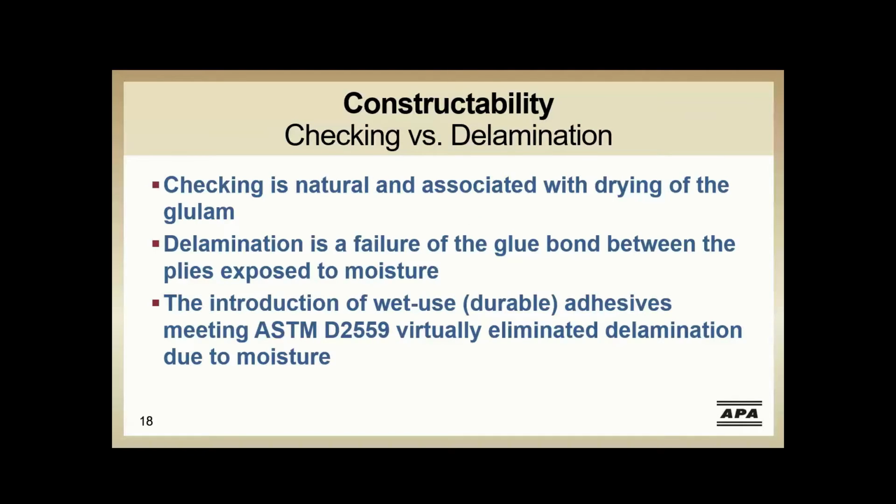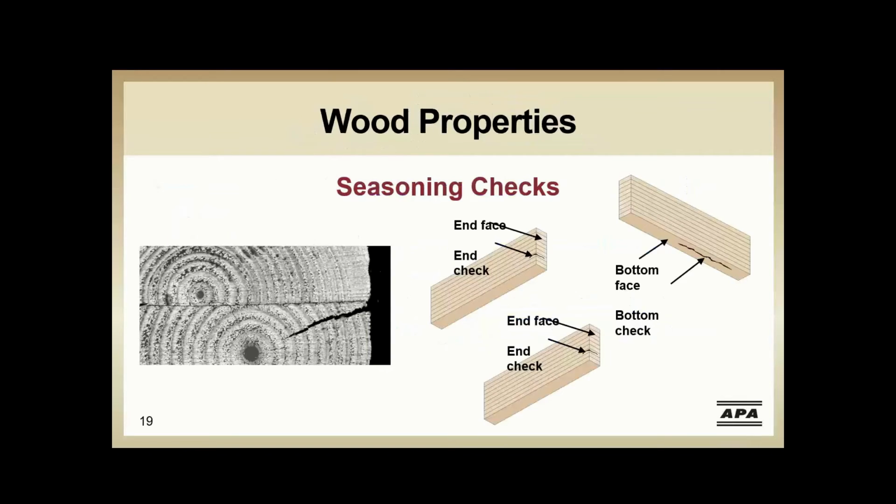I'd like to talk a little bit about checking. When people get Glulam beams, they might see something that looks like checking. It might get confused with delamination. I'll note that checking is a natural phenomenon that can occur in Glulam, and it's associated with the natural drying of the wood. It shouldn't be confused with delamination, which is a deterioration or a failure of the glue bond. With the introduction of wet use adhesives, moisture-based delamination for Glulam was virtually eliminated in the U.S. And this was assured by the Glulam standard requiring adhesives to meet the ASTM D2559 standard for adhesives for bonded structural wood products for use under exterior exposure applications, but you might see some checking.